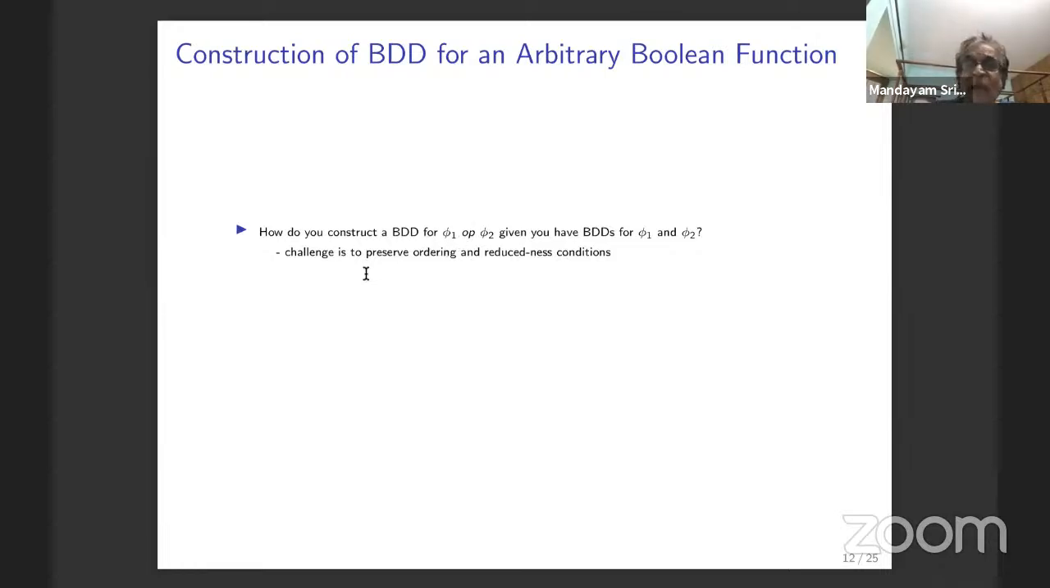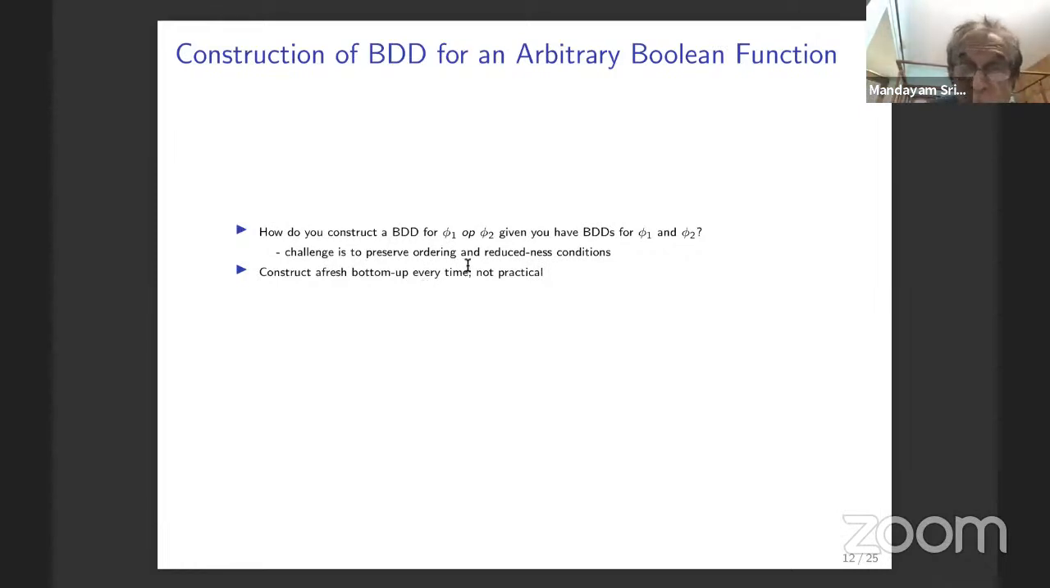There you don't care about any variable ordering and so on. So even if you already have two BDDs, the BDD for phi1 and phi2, with a given ordering, the challenge is to compose the two BDDs in such a way that you preserve the ordering and the reducedness conditions. Therein lies the challenge. So it is not completely obvious. Of course, you could construct afresh from the bottom up every time using Shannon expansion, but that's not practical.